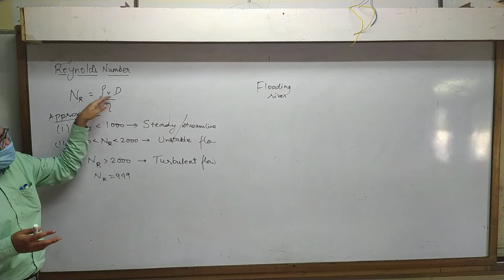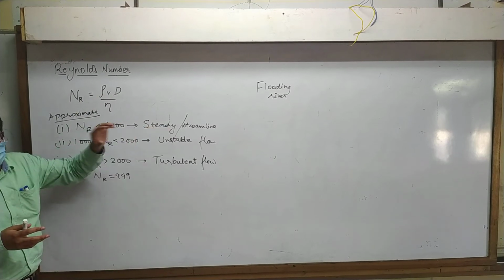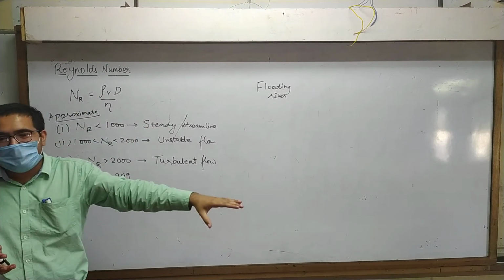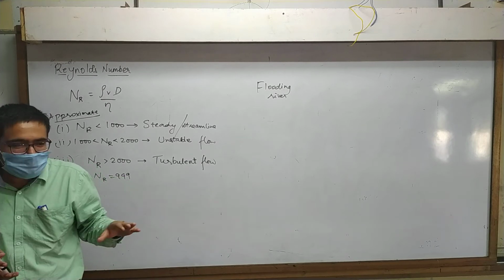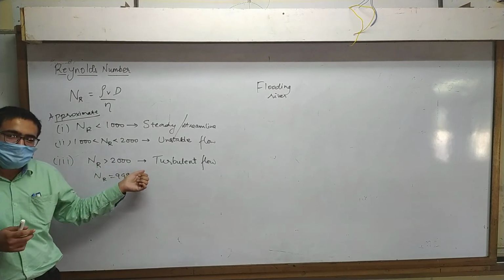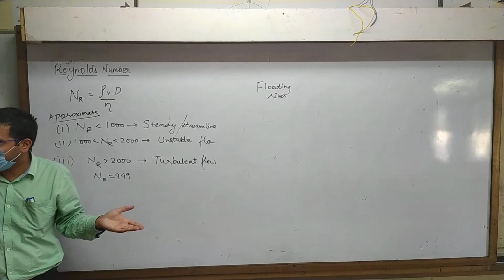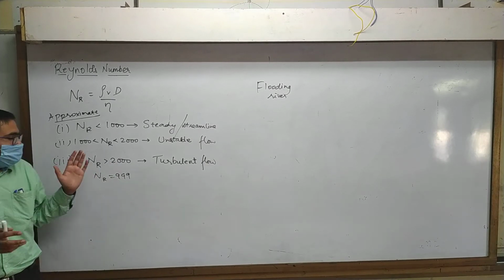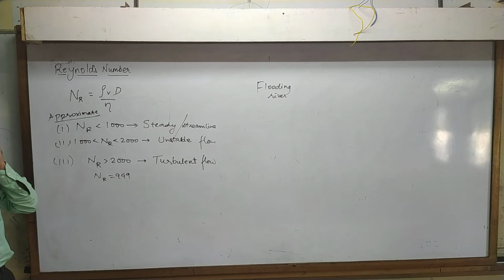In very low speeds, steady or streamlined. So whenever liquid moves slowly, it's very likely to be streamlined. Whenever it moves very fast, it's going to be turbulent. Understood? Okay, so that's what this Reynolds number is about.